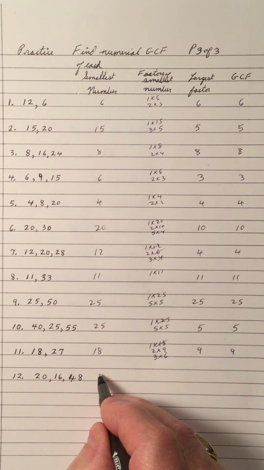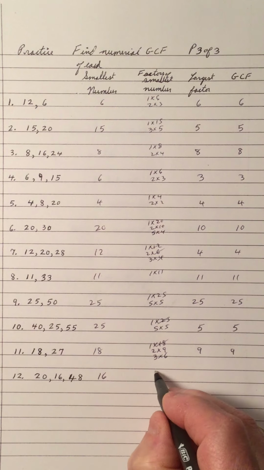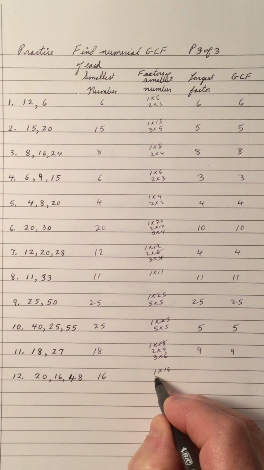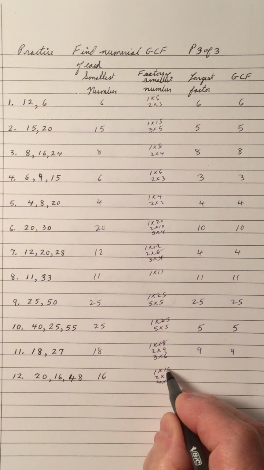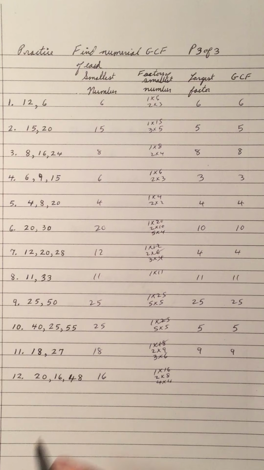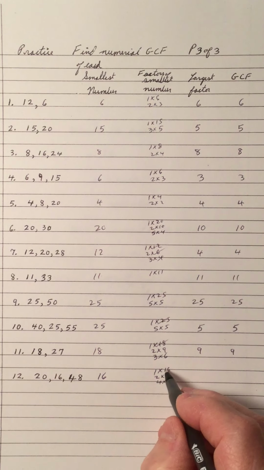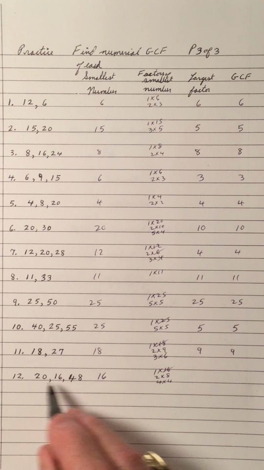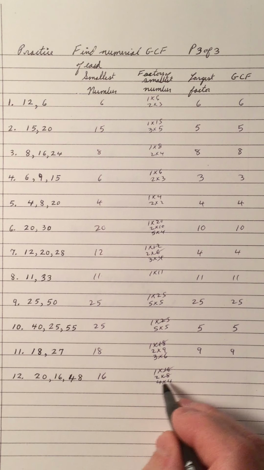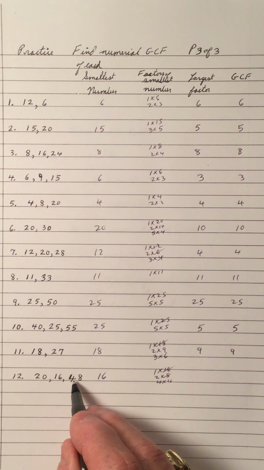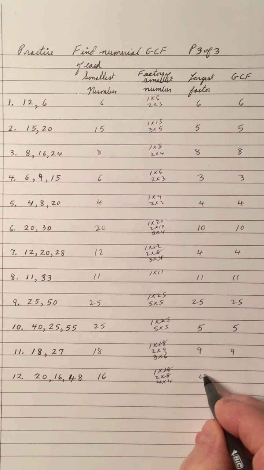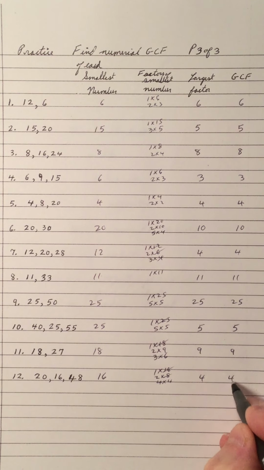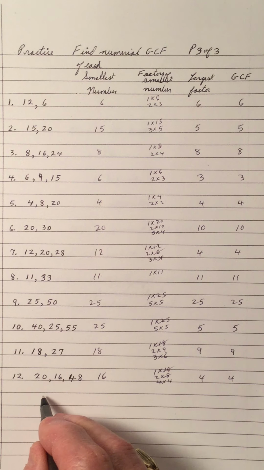20, 16, 18, 48. 16 is the smallest number, so 1 times 16. It's even, so it's 2 times 8. And it's 4 times 4, because 4 is a factor of 8 and is also a factor of 16. Is 16 a factor of 20? No. Is 8 a factor of 20? No. Is 4 a factor of 20? Yes. Is 4 a factor of 48? Yes, 4 times 12. So 4 is the largest factor. GCF is 4.